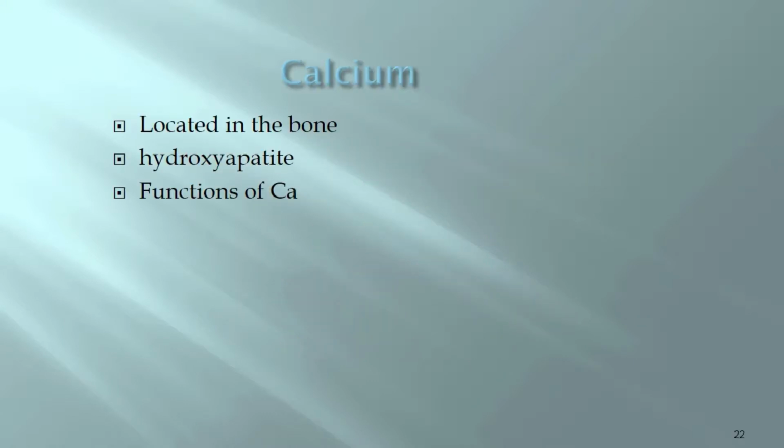Calcium is another cation I would like to talk about. Of course, calcium is located in the bone, and most calcium in the bone is located as hydroxyapatite. Calcium is needed for maintaining the structure of the bone and teeth. It also has a significant role in the clotting cascade, and hormonal secretion and cell receptor functions will also be regulated by calcium.